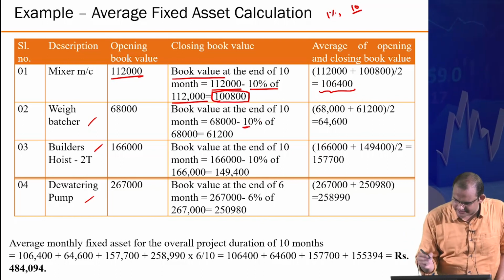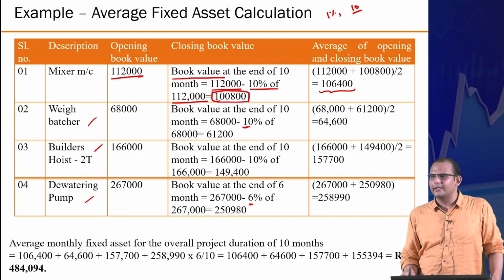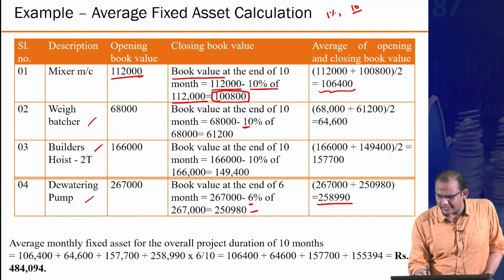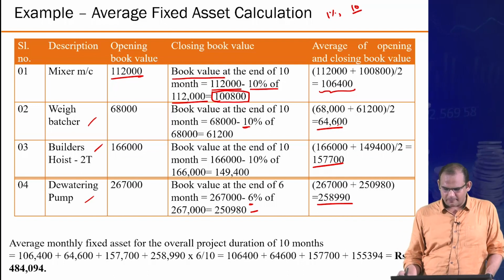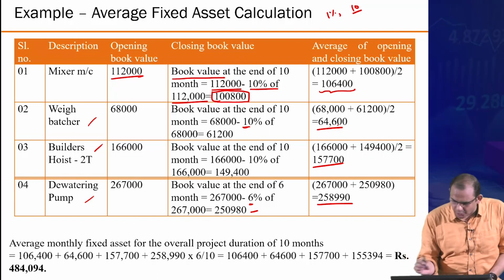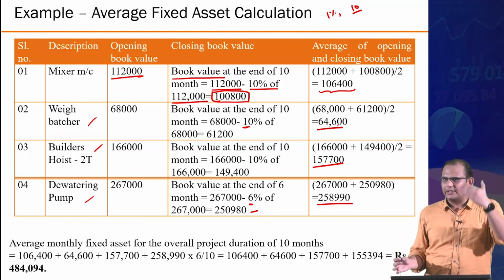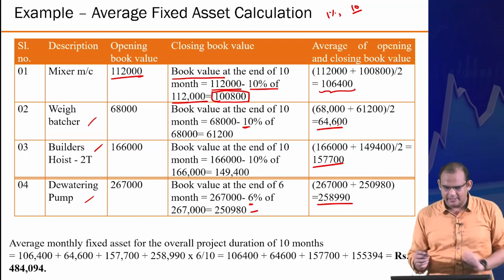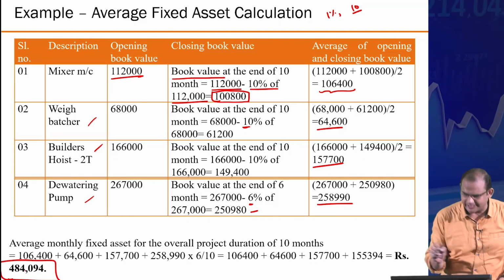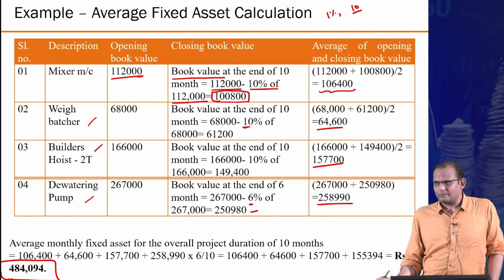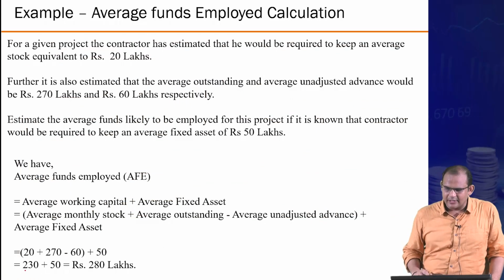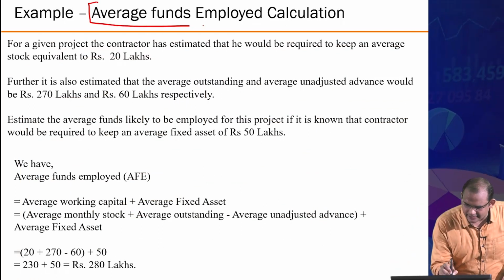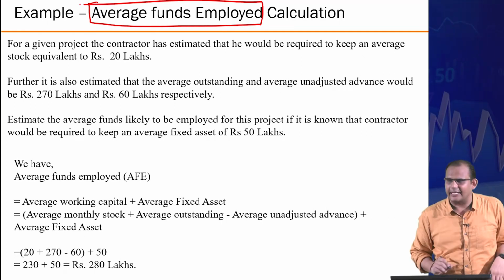Here, instead of 10%, since it is used only for 6 months, as I have given in the question, you are only reducing it by 6% and you get the final value, right? So the total of each of these assets, in terms of the amount that has been deployed at that particular site, is this much money, right? Now this also becomes part of something called the average funds employed calculation.